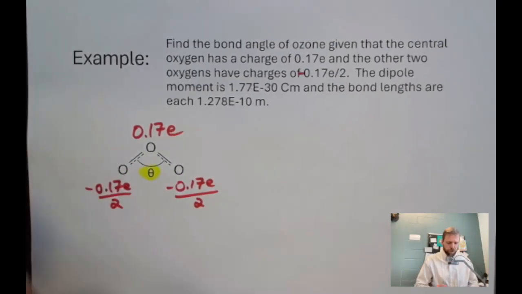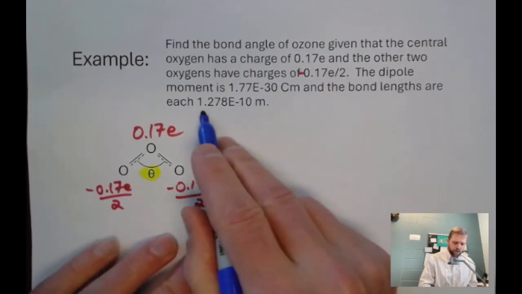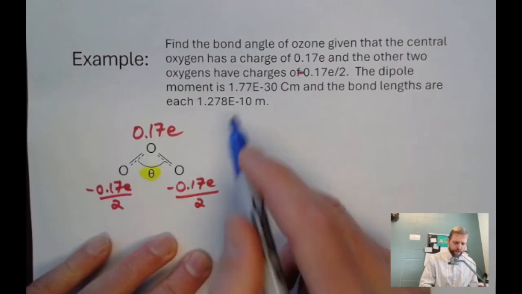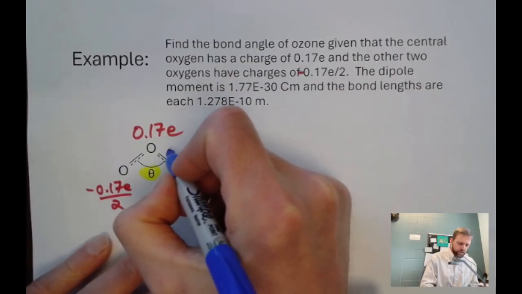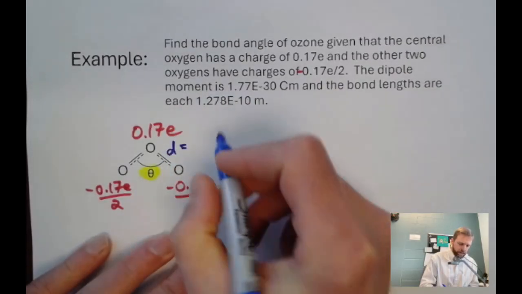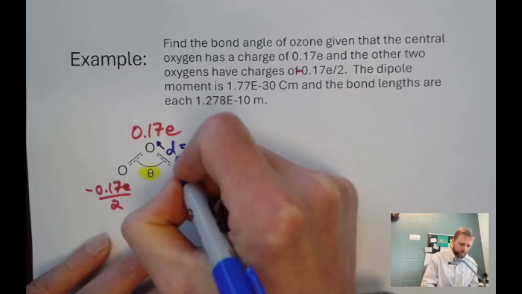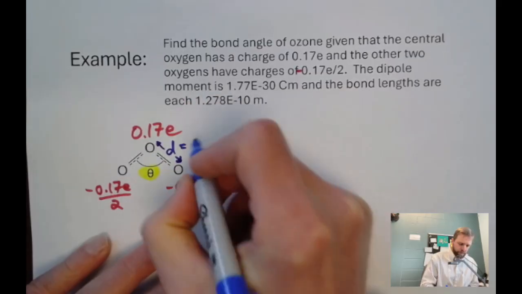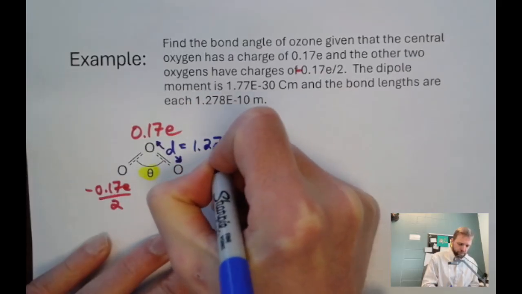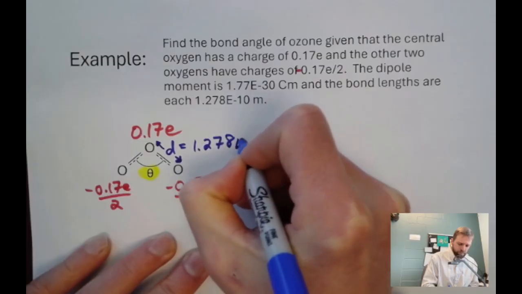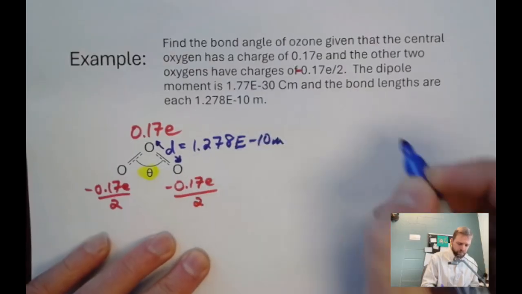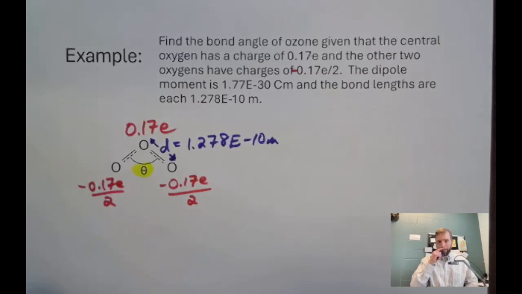So there are all the charges. And then each of these bond lengths is 1.278 times 10 to the minus 10 meters. So that's this distance right here. And what we want to do is solve for this angle.